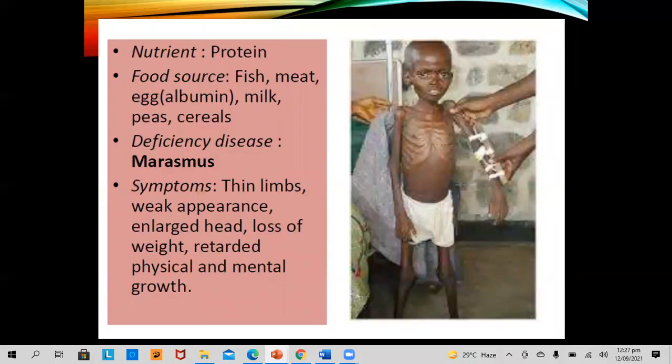This is a picture of a marasmic child. The nutritional deficiencies include protein, carbohydrates, and fat. And the sources which are missed include fish, meat, egg, milk, peas, and cereals. The symptoms are thin limbs, weak appearance, enlarged head, loss of weight, and retarded physical and mental growth.